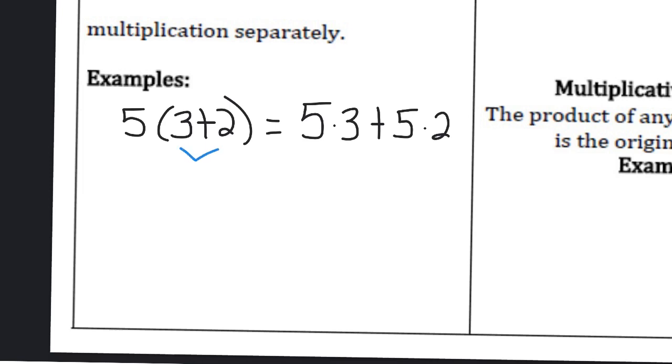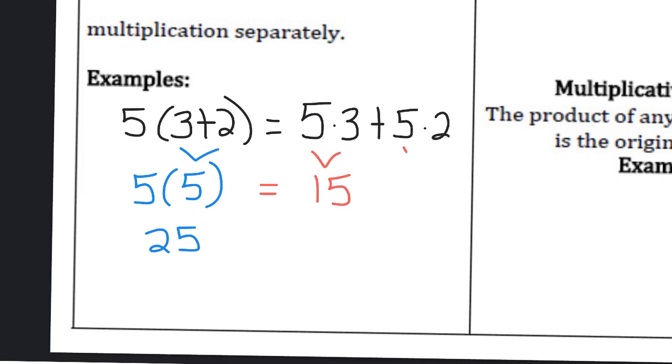Well, 3 plus 2 we know is 5. And we learned during order of operations that a number outside parentheses means to multiply. So 5 times 5 is 25. So then over here, 5 times 3 is 15. 5 times 2 is 10. 15 plus 10 is 25. So yes, it's true that the distributive property does work and make equivalent expressions.